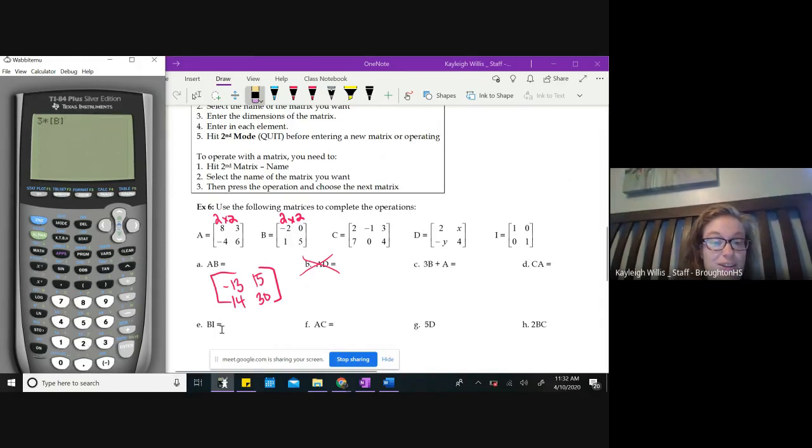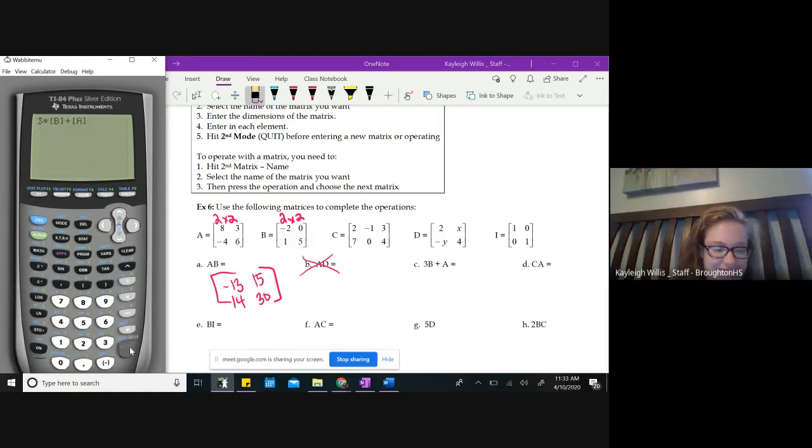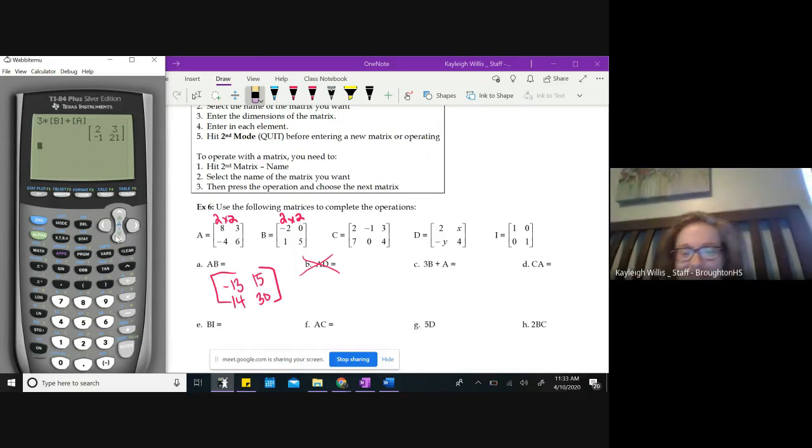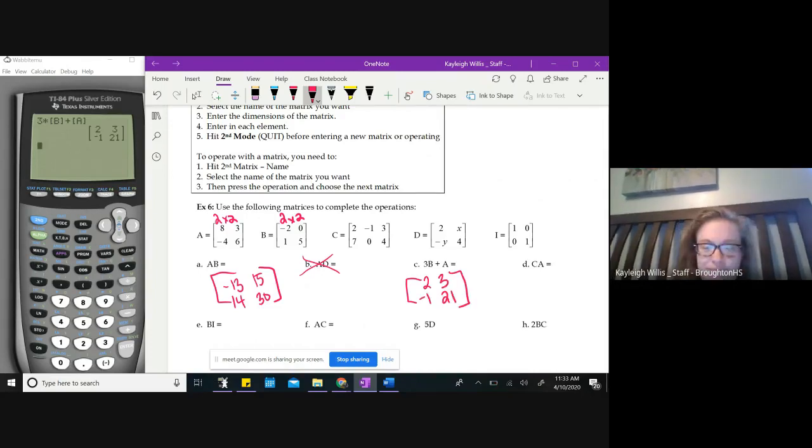Because remember what I said earlier, if they're next to each other, even in the calculator, it understands it as multiplication. So we don't have to, but we can. Exactly. So the answer here is 2, 3, -1, 21. That's my answer. All right.